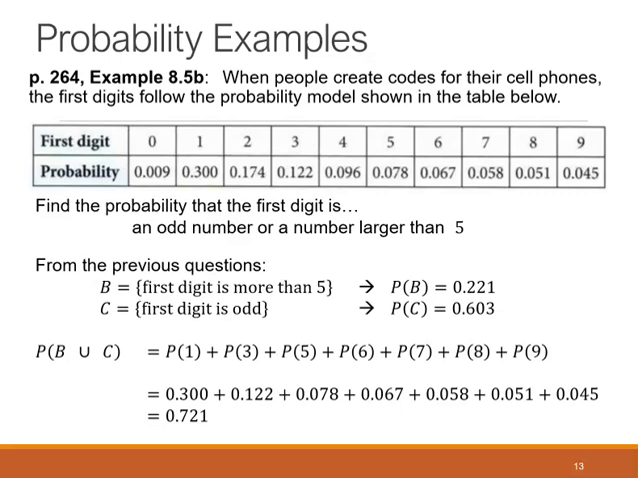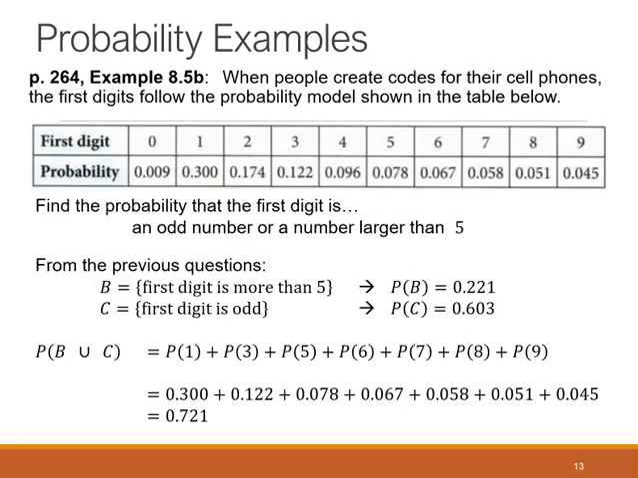You can still add them all up together, even with the two numbers that overlap. What we couldn't do is add B and C together, right? If I added the probability of B plus the probability of C, I get 824, which is not 721. So we can still do it, but we can't use our previous work. We'd have to do it fresh. Does that make sense?